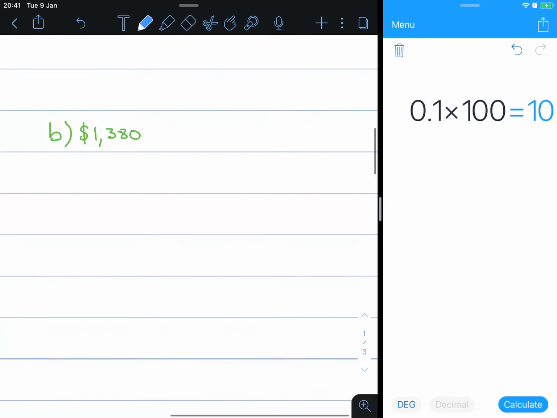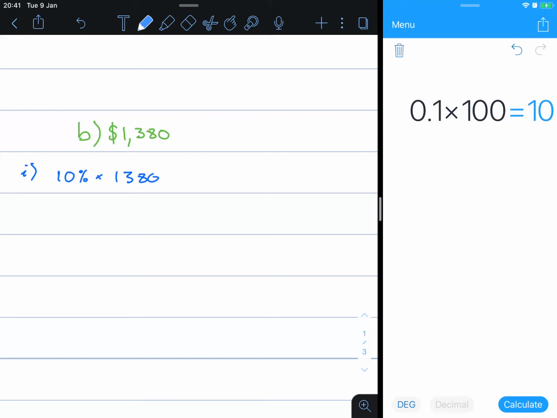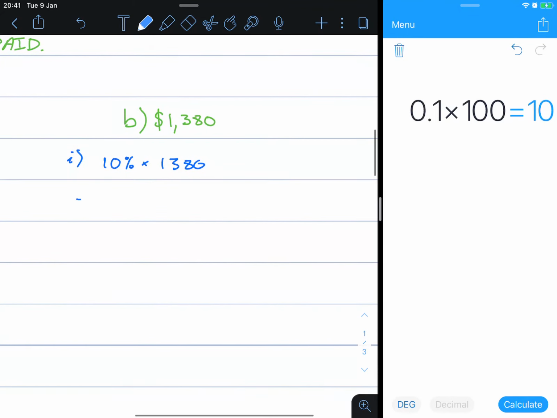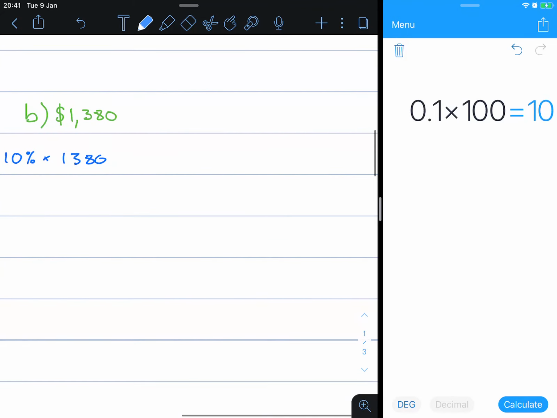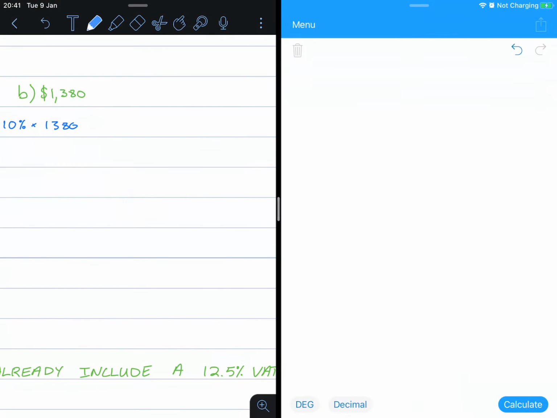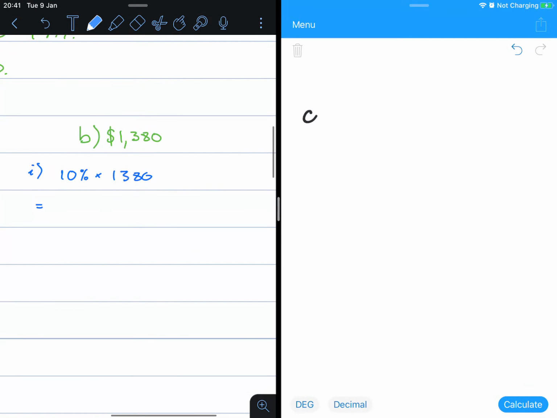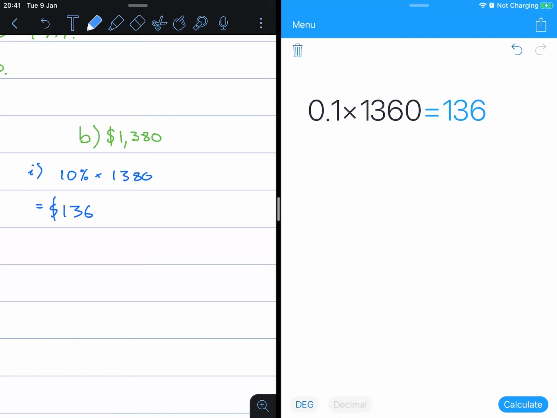Let's do GST on this one. So let's say 10% times, let's find the amount paid first. Let's times 1380. Well, let's find 10% of that. That's going to be 0.1 times 1380. That's $136. That's how much GST is to be paid.